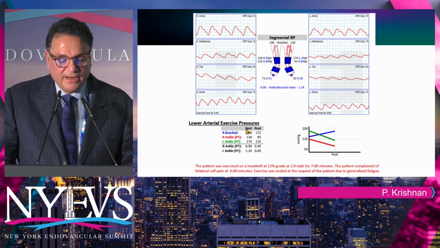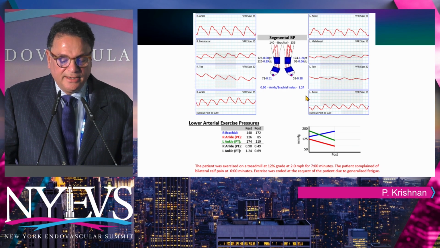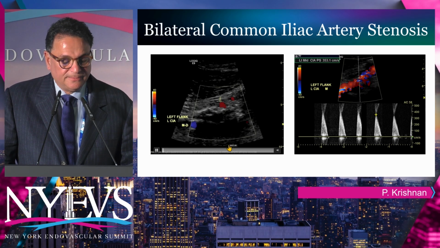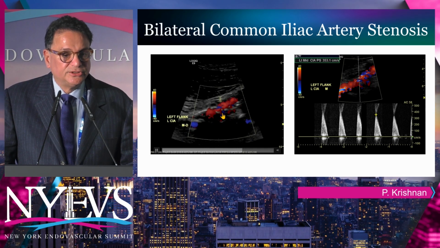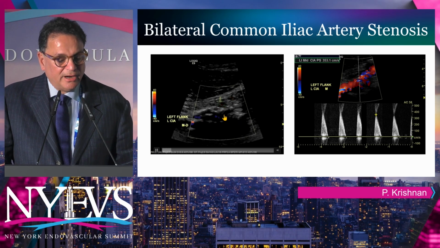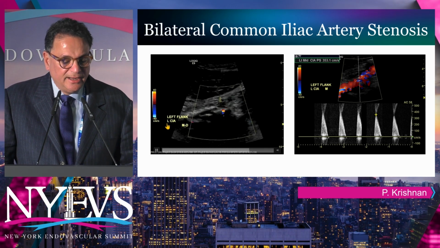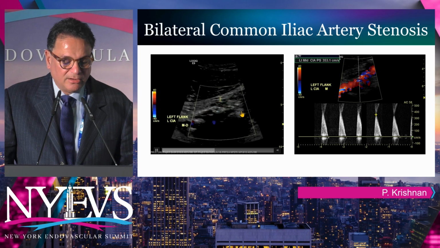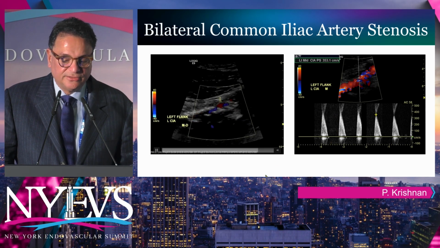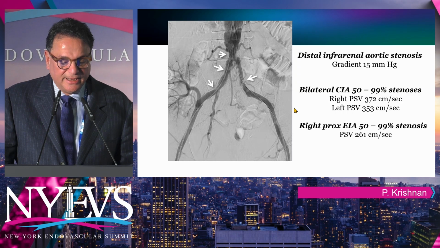So in this gentleman, we went ahead and did an ABI. Right was 0.9 and left was 1.24. And in this gentleman, we got duplex. The reason we got duplex is because his symptoms didn't match his ABIs. So I wanted to figure out what's going on. So you can see here, he has a left flank in the common iliac artery. He has a stenosis. And you can see here the peak systolic velocity is 353, suggestive of iliac disease.